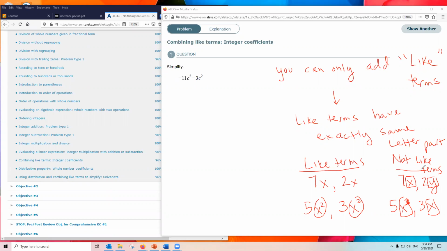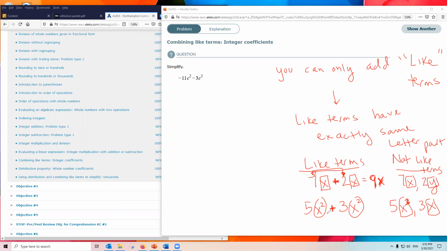Well, it turns out you can only add like terms together. Let's do a quick example. If I was going to add 7x plus 2x, the way you do it is you keep the letter part the same. So I have an x here as the letter part. I keep it as is. I just copy the x over. And then you add together the numbers in front. 7 plus 2 is 9. So adding 7x plus 2x gets us the result 9x.